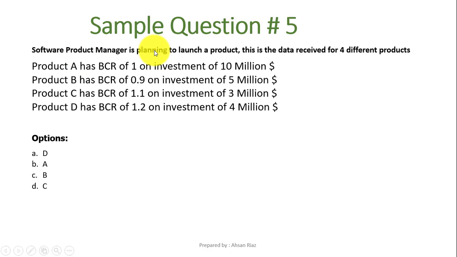Software product manager is planning to launch a product. This is the data received for 4 different products. Okay. Product A has a benefit to cost ratio of 1 on investment of $10 million. Product B has a benefit to cost ratio of 0.9 on investment of $5 million. Product C has a benefit to cost ratio of 1.1 on investment of $3 million. Product D has benefit to cost ratio of 1.2 on investment of $4 million.